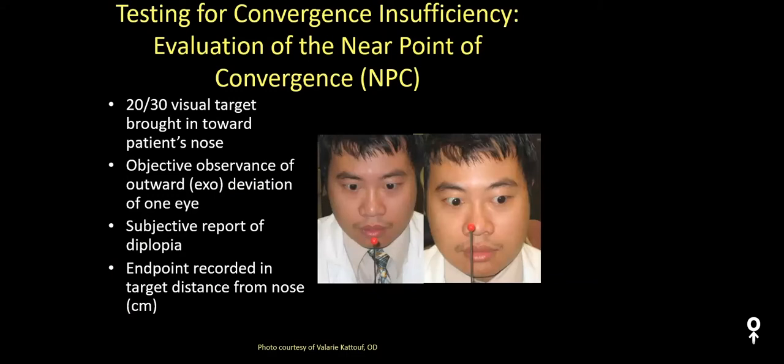Now, this is another slide from Dr. Katouf's collection, and what you can see is that she is bringing this target up close to this particular individual. If you look at the left eye, you can see that the closer the target is brought, the left eye begins to kick out. So the individual that's doing the test sees the eye deviate outward. But in addition to that, that's where individuals will typically say that instead of seeing one object, I see two. And for most individuals, they can come into 4 inches or closer to the nose. If they're concussed and they have convergence insufficiency, it is significantly receded. Next slide.